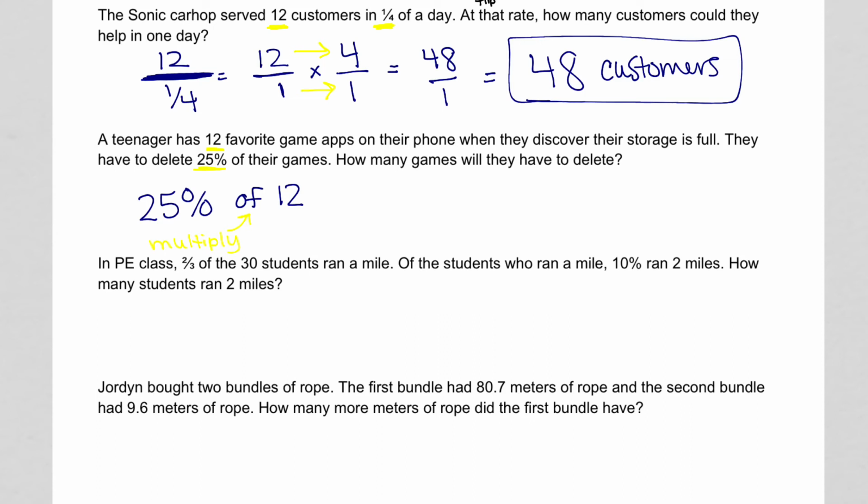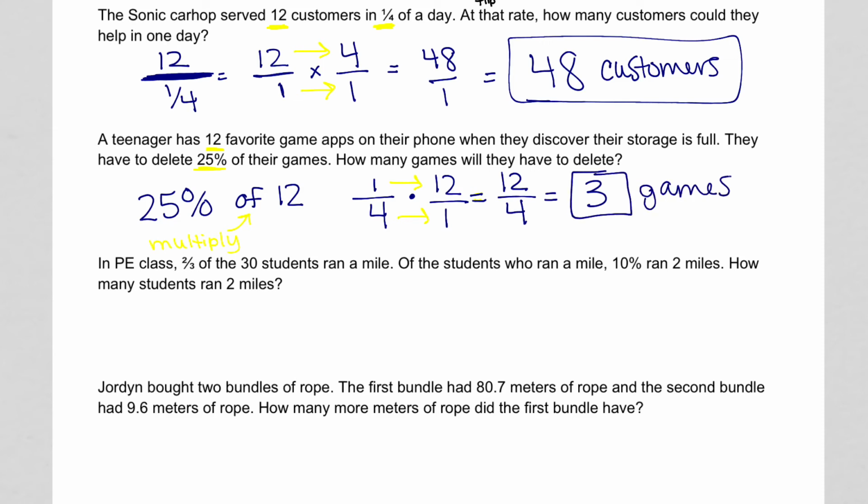I'm looking at 25%, and that's one that I just kind of know because I've used it a lot. So I think I'm going to turn it into a fraction, and I know that 25% is the same thing as 1/4. 1/4 times 12, or 12 over 1. Well, let's just use our strategies for multiplying fractions and go straight across. So 12 times 1 is 12. 4 times 1 is 4. And then we see that 12 divided by 4 is just 3. So we know that they're going to have to delete 3 games. They're going to lose 3 games.